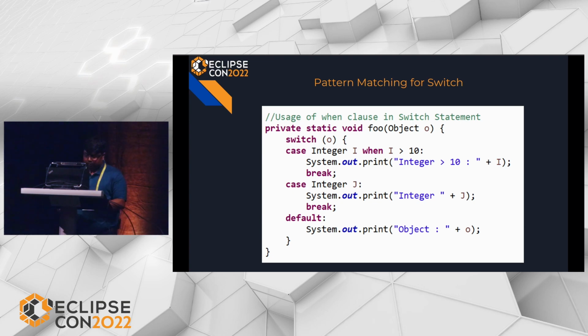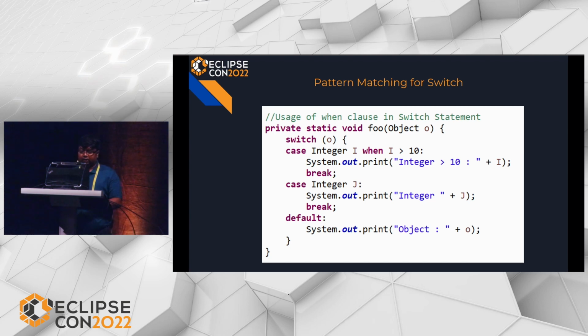For example, here I have case Integer i, and then I have a when clause by which I can check whether the value of i is greater than 0 and only then go into the first case statement. Next, I have a second case statement where I have an Integer j, which does not fall into the first category. So if the value of j is less than 10, it comes to the second case. And I also have a default case.